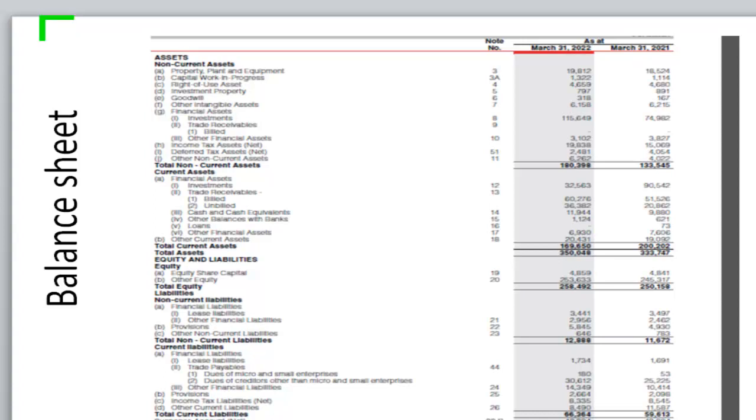This you have to understand. Next, the total equity. What is the total equity part of the company in the market, and what are all the liabilities we have to see.